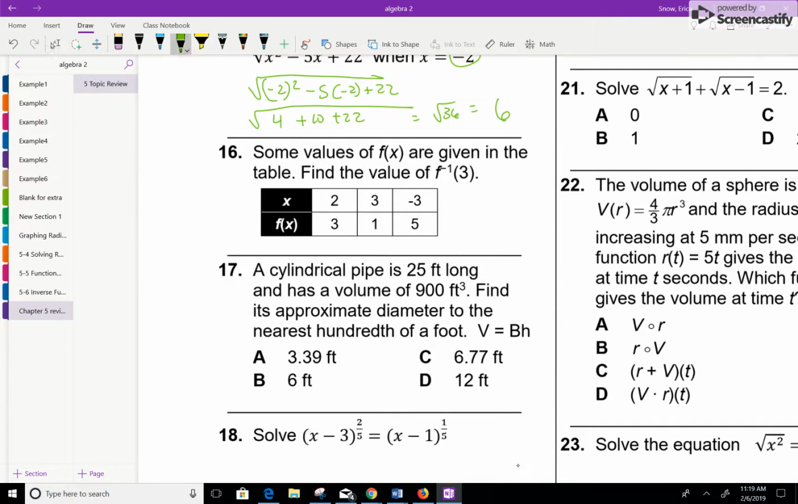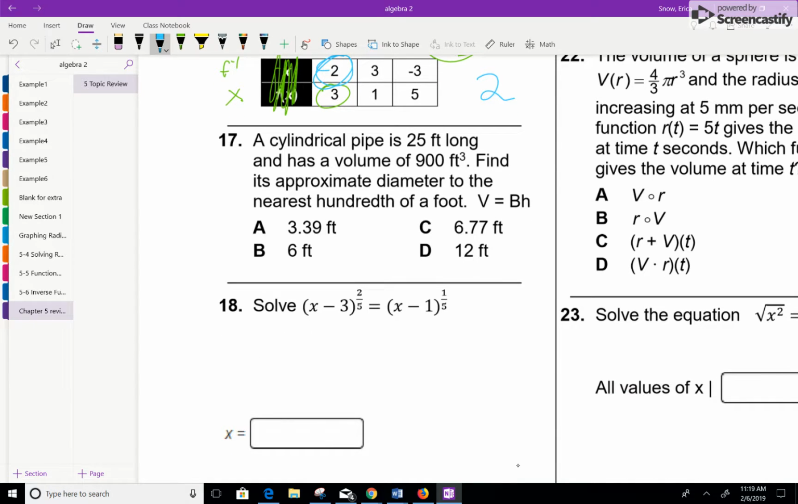Okay, so f inverse of 3 means that this is our f inverse and this is our x. So we kind of ignore this. We want to know where x is 3, which is here, which makes 2 our answer because we swapped them.